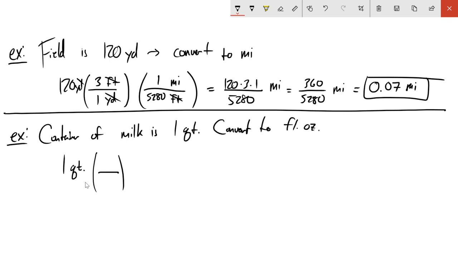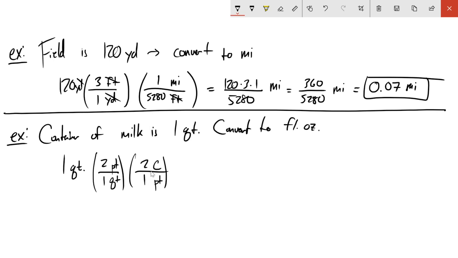1 quart is 2 pints, so we could get rid of quarts and move to pints if we want. But then we don't want to stay in pints. We need to go from pints down to cups, so we put our pints on the bottom. That'll get rid of pints and get us to cups.